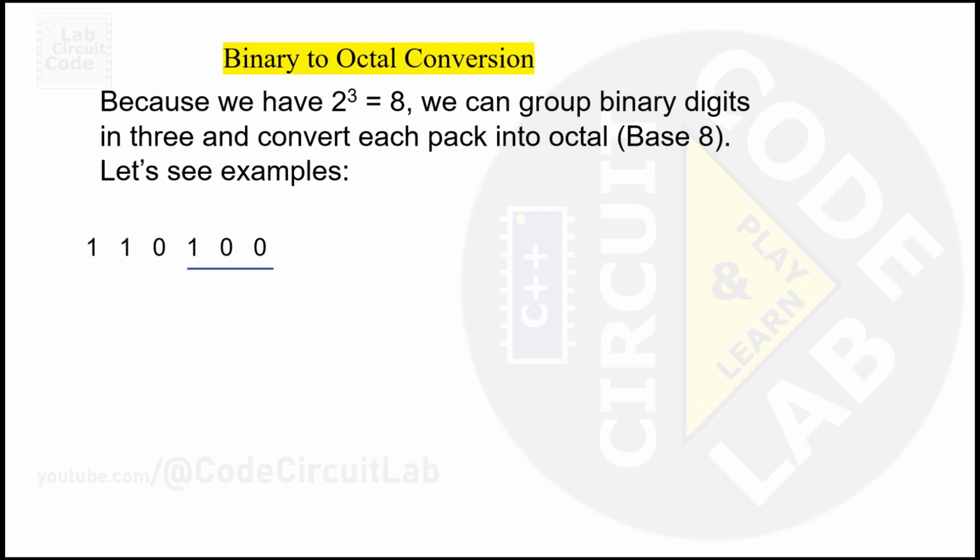100 has a value of, this is a 0, this is a 0, and this one is a 4. So all we have here is a number 4, which is in octal. The other pack is a 0, 1, 1. This one adds 2 and this one adds a 1. So we have a 3 here. Our binary number is actually a 64 in octal. Very easy.